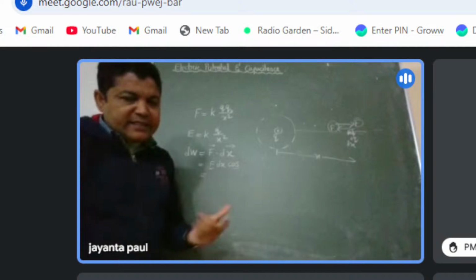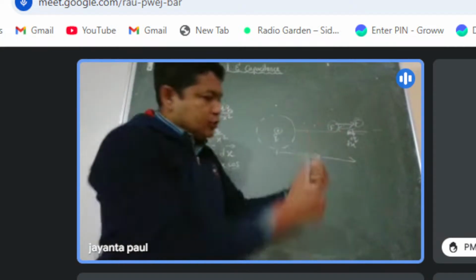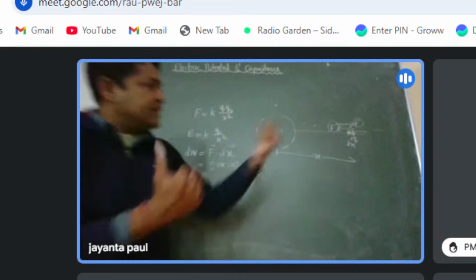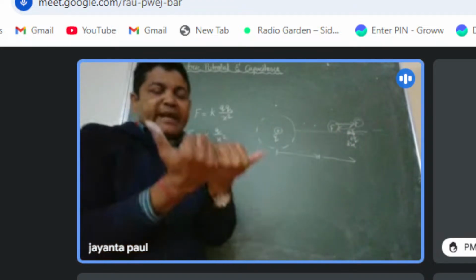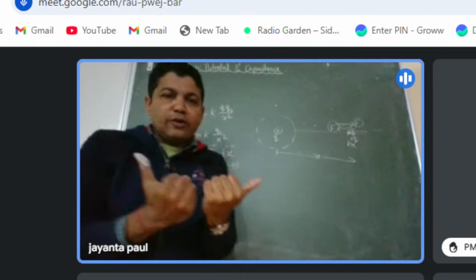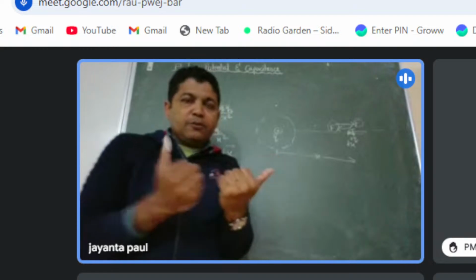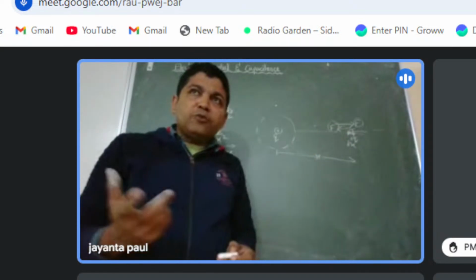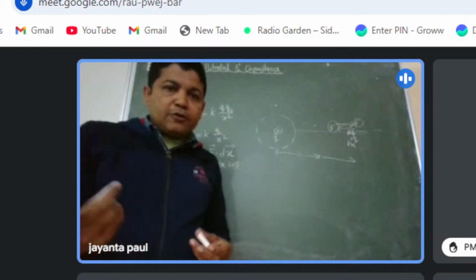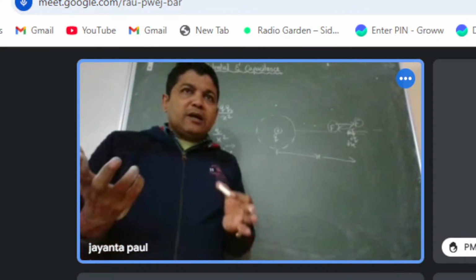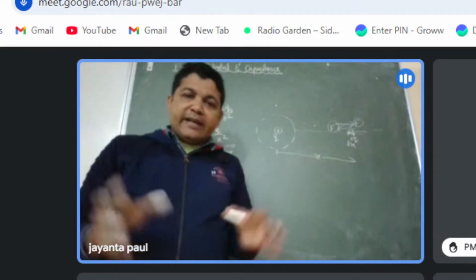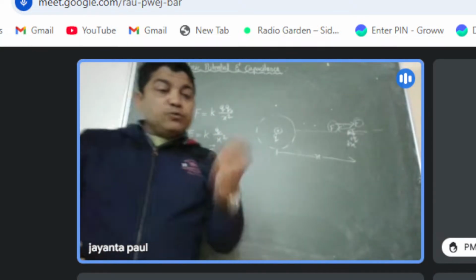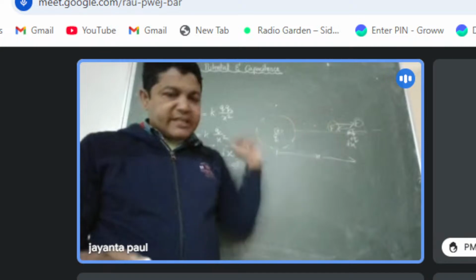So somebody may be thinking that both forces are in opposite directions, so how will displacement happen? Net force zero means it is not always at rest. Net force zero means we can bring this test charge with a uniform motion, because uniform motion means acceleration zero, and acceleration zero means net force is also zero. So by uniform motion we can bring this test charge.